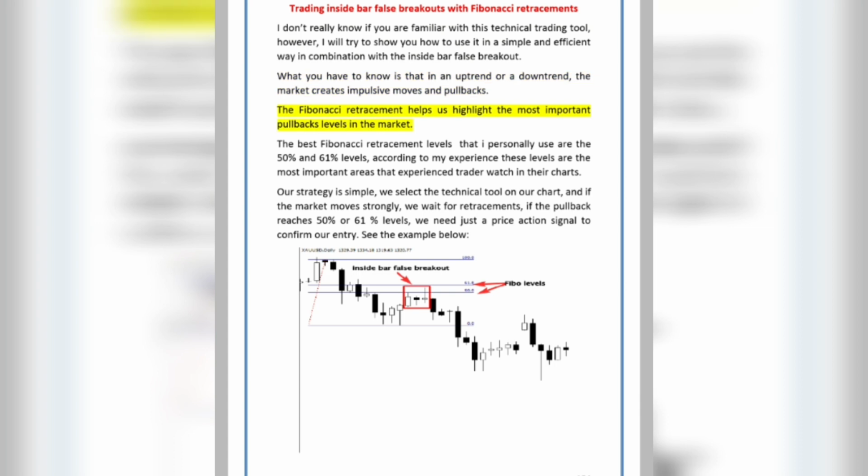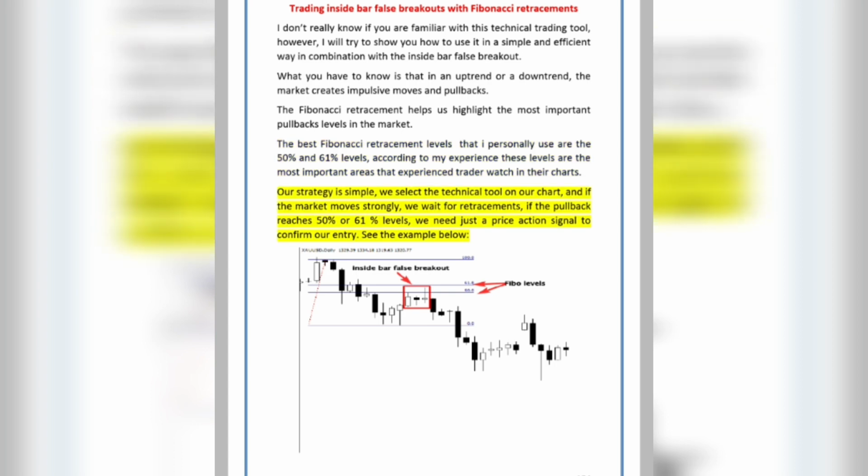The Fibonacci retracement helps us highlight the most important pullback levels in the market. The best Fibonacci retracement levels that I personally use are the 50% and 61% levels. According to my experience, these levels are the most important areas that experienced traders watch in their charts.